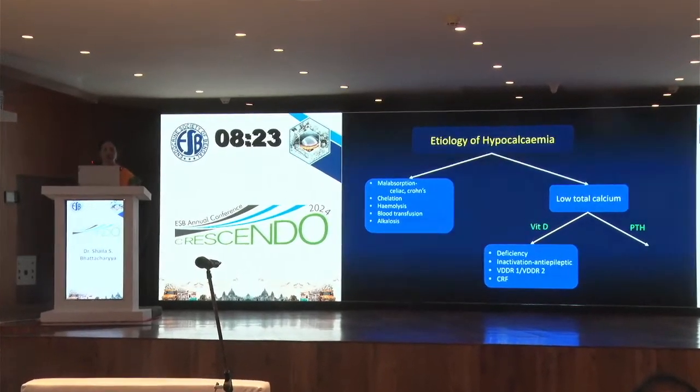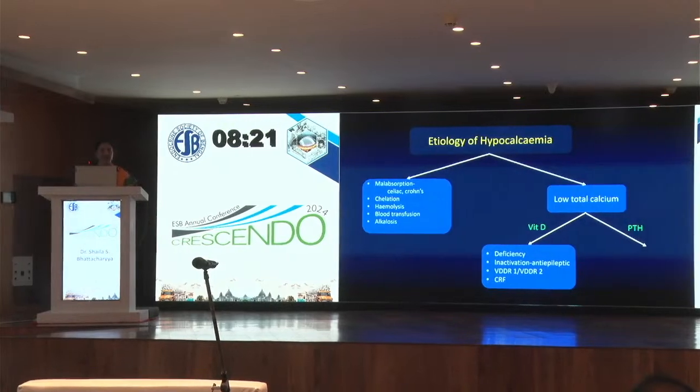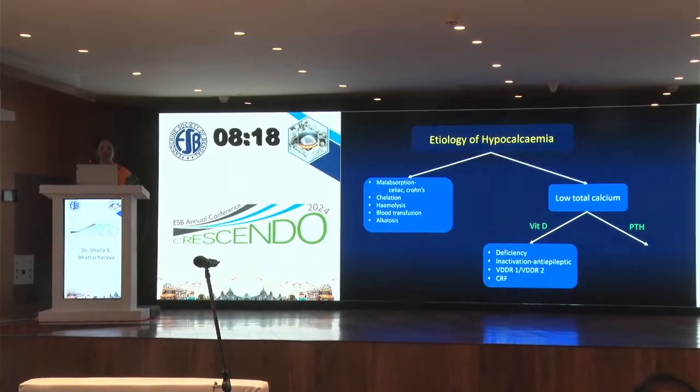So vitamin D, either it is deficiency by the nutrition, or it is because of the inactivation when you are giving anti-epileptics for a chronic period, you can have vitamin D deficiency, thereby the calcium deficiency can happen. Also the other causes, as you are all very much aware, it's vitamin D deficiency rickets or vitamin D dependent rickets or vitamin D resistant rickets 1 and 2, you can have hypocalcemia, and chronic renal failure.